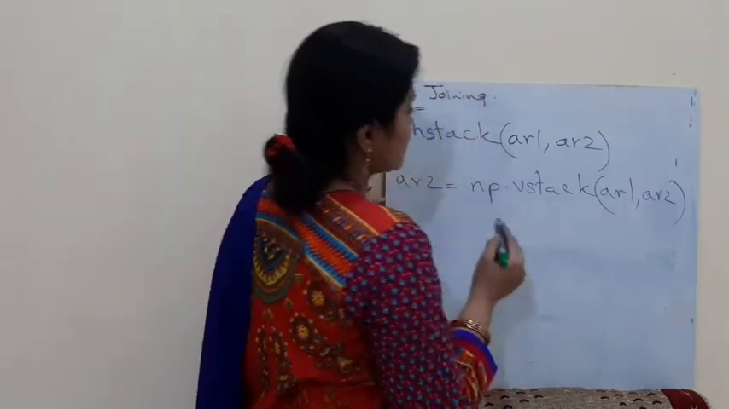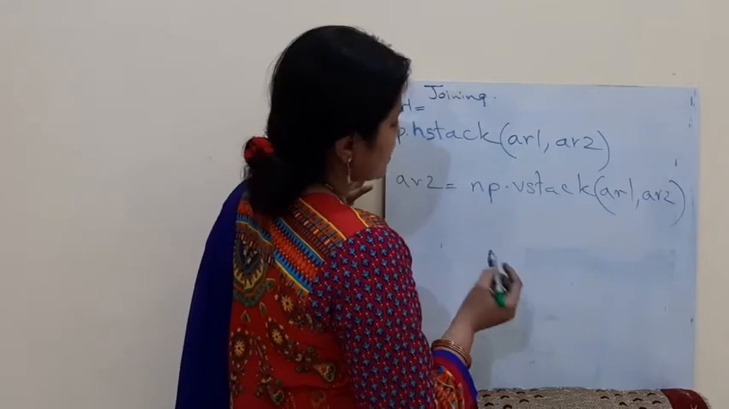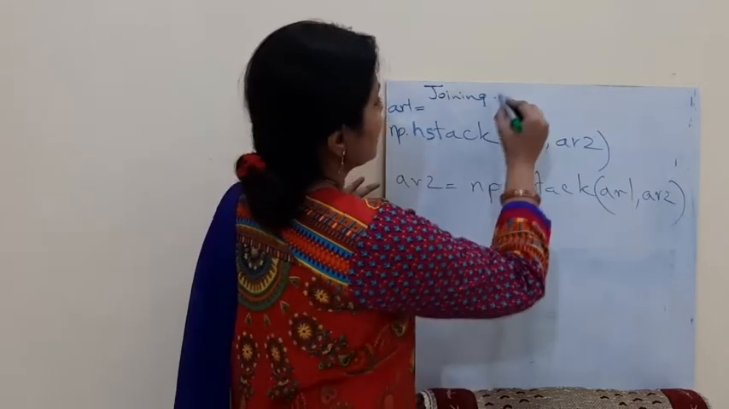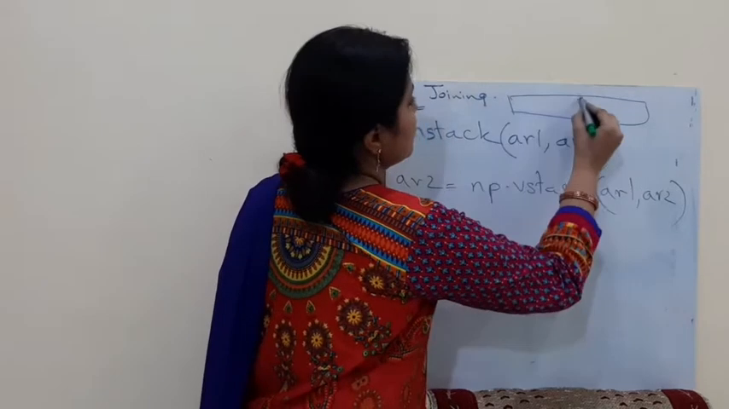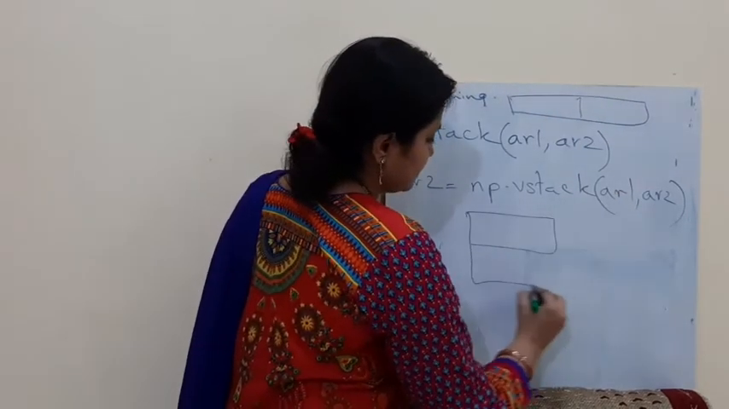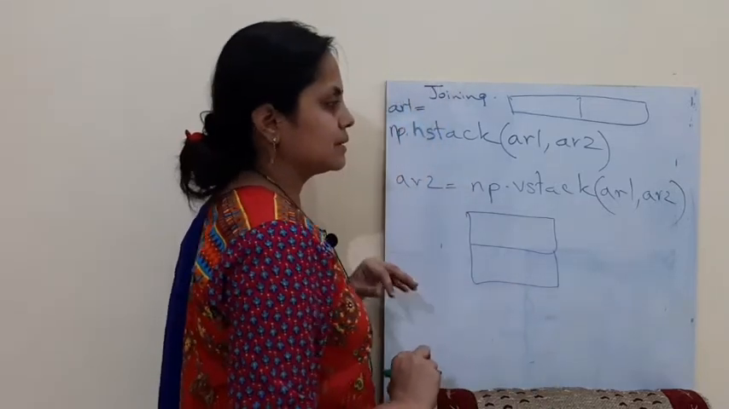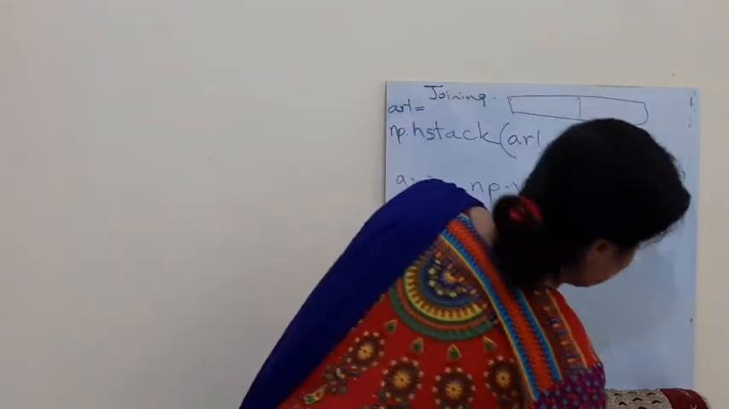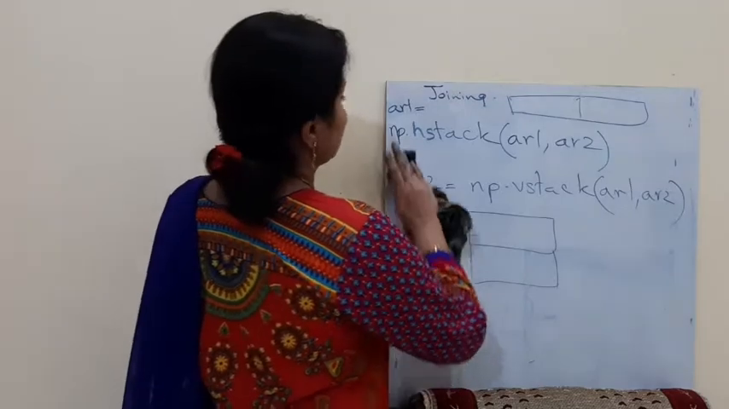And what will be the result of horizontal and vertical stacking? In horizontal stacking, the result will be adding two values like this, and in vertical stacking like this. I hope it is clear. Now coming to the concatenate function.